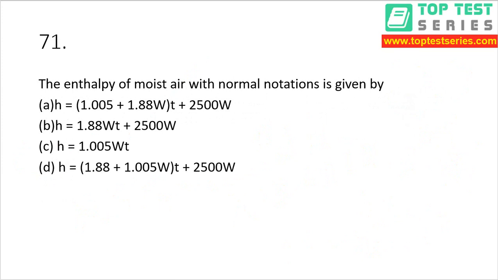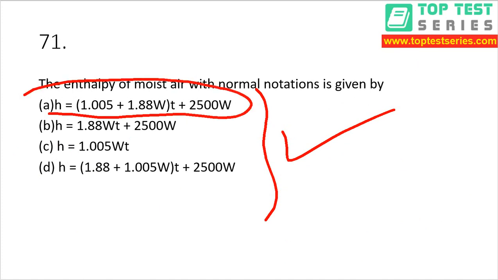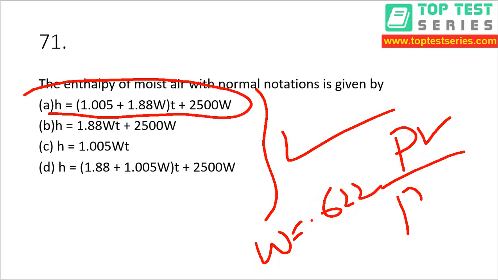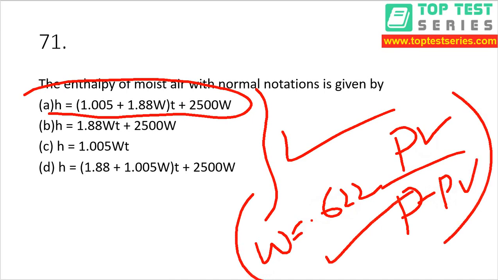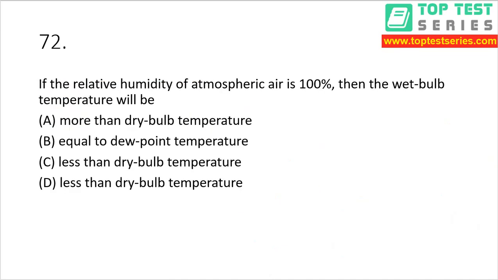Question number 71. The enthalpy of moisture with normal notations is given by, my dear, a direct formula. You just need to remember how to find out enthalpy of moisture. The formula is here: 1.005 plus 1.88 omega, multiplied by T, plus 2500 omega, not W. Omega means specific humidity or humidity ratio, right? That is omega is equal to 0.622 PV divided by P minus PV. Always remember this, right?